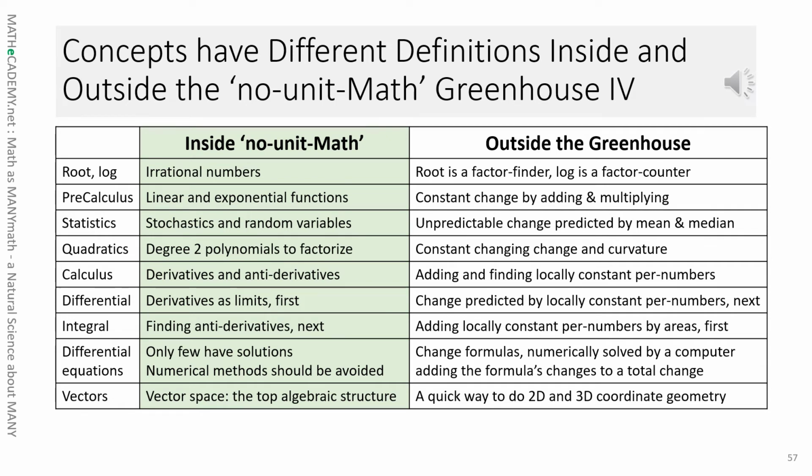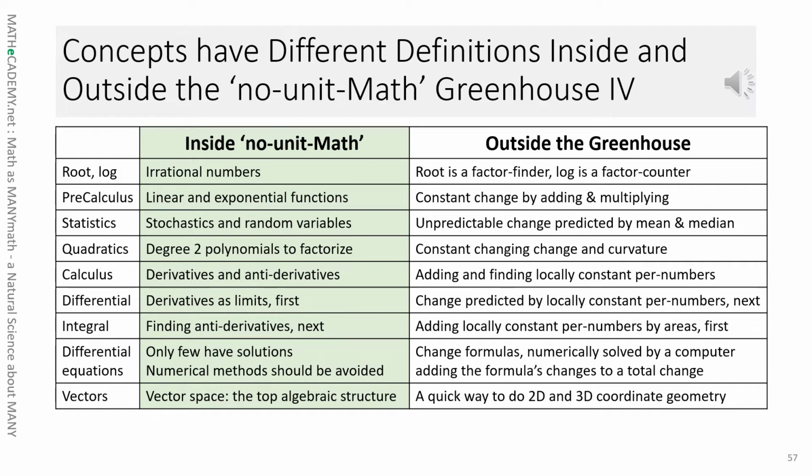Quadratics. Inside, it is degree 2 polynomials to factorize. Outside, it is constant changing change, and curvature. Calculus. Inside, it is derivatives and antiderivatives. Outside, it is adding locally constant pair numbers, and finding them.